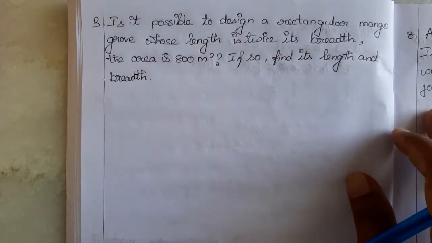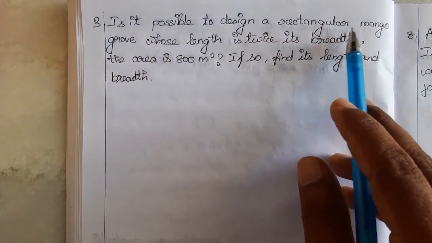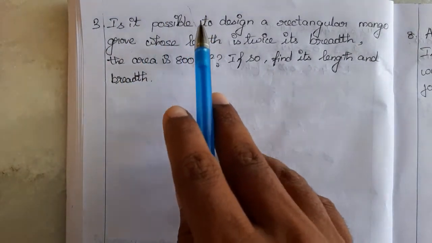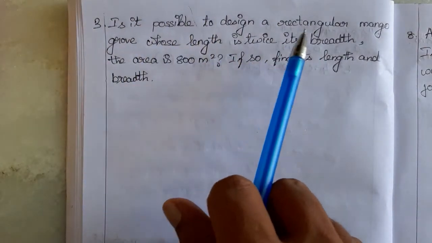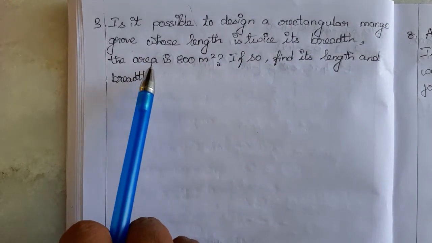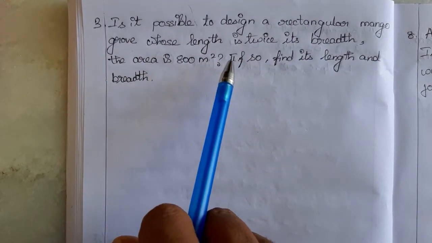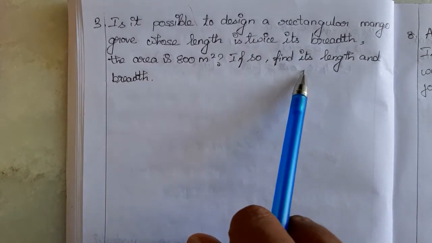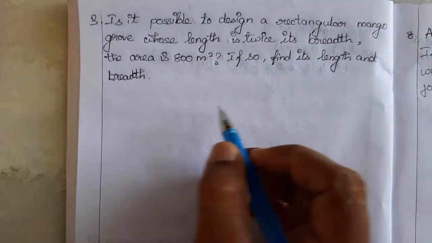So here we go for the word problem. Is it possible to design a rectangular mango grove? So first they ask, is it possible? Then we have to check whether the real roots exist or not. Whose length is twice its breadth. The area is 800 meters square. Given the length is twice the breadth and the area of it is 800 meters square. If so, find the length and breadth. If they exist only, we have to find.